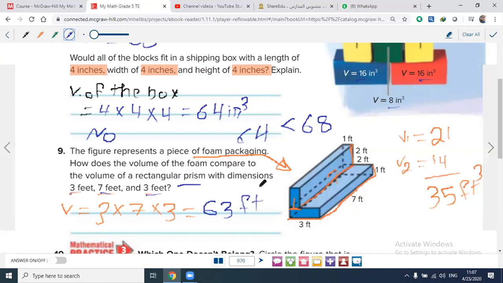So which is greater? I have to compare between 63 and 35. 63. Yes, so the volume of the prism is greater than the volume of the foam. So I will write here: the volume of the prism is greater than, using this symbol, the volume of the foam.